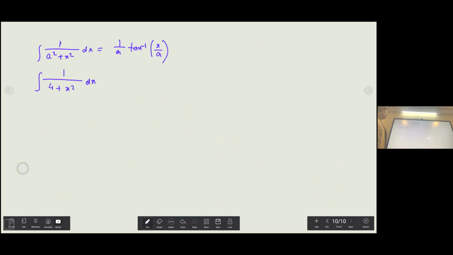So if I'm integrating 1 upon 4 plus x squared dx, now out here, what's the a value if you look at it? It is 2. So it becomes 1 upon 2 tan inverse x upon 2 straight away.